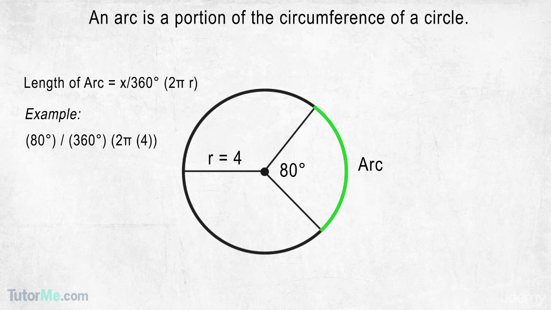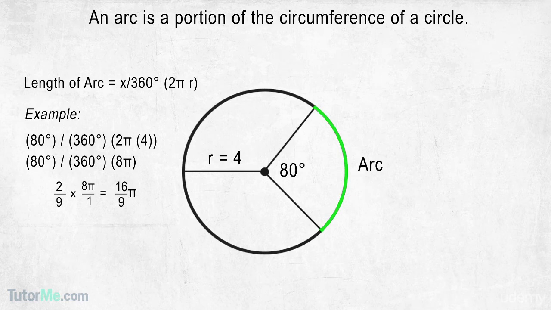Multiply 2 times 4, and we have 80 divided by 360 times 8 pi. 80 divided by 360 reduces to 2/9, so we have 2/9 times 8 pi. 8 can be written as 8 over 1, so multiply the two fractions and you're left with 16/9. So our answer is 16/9 pi.